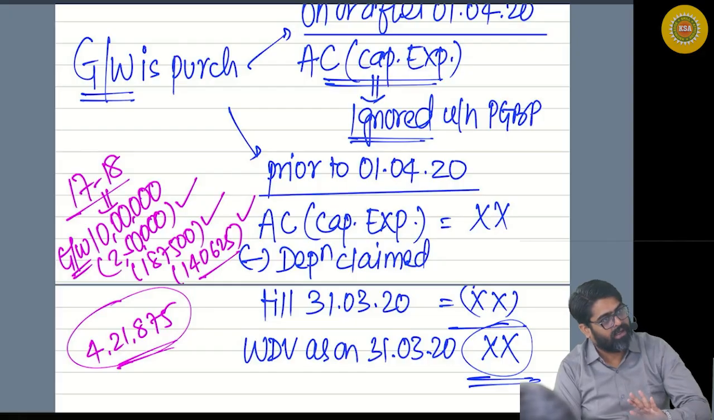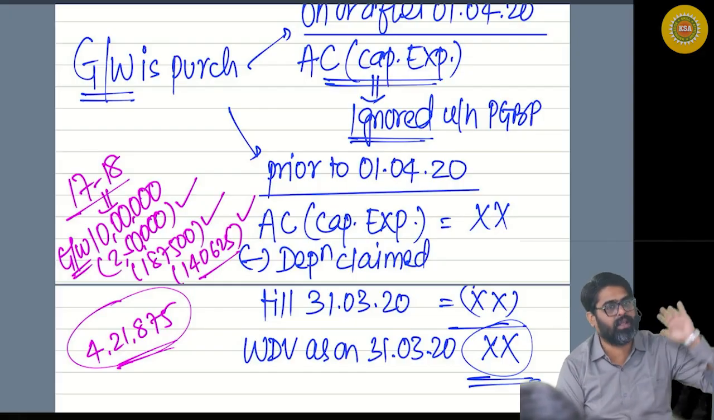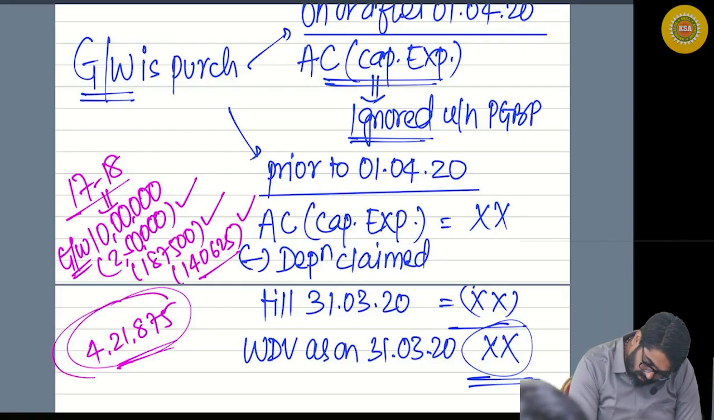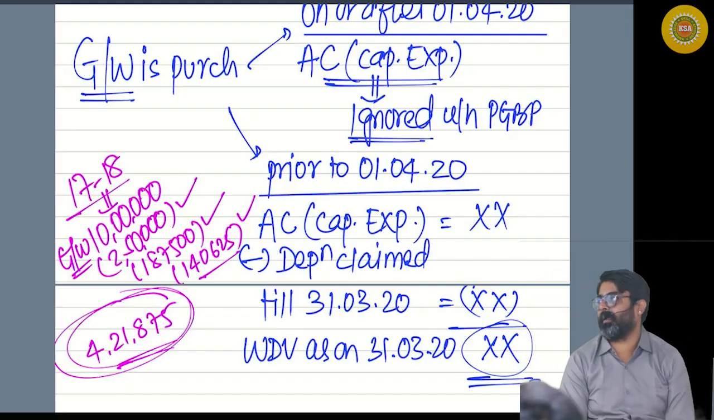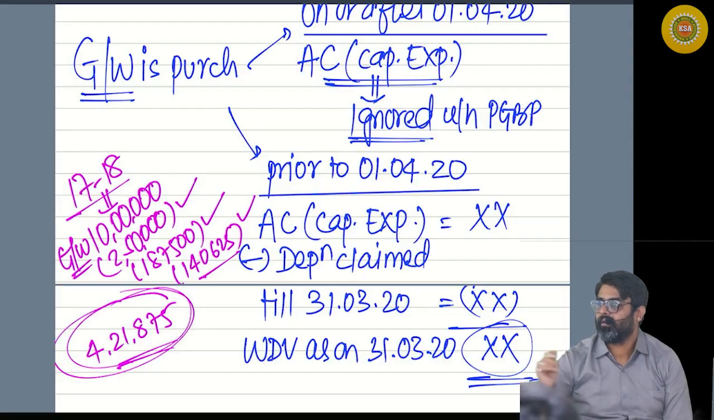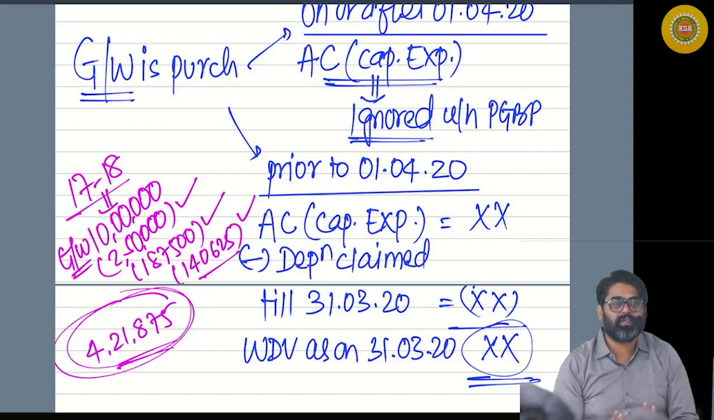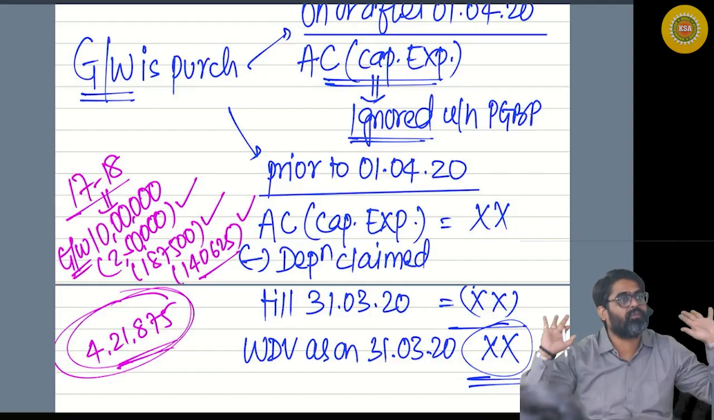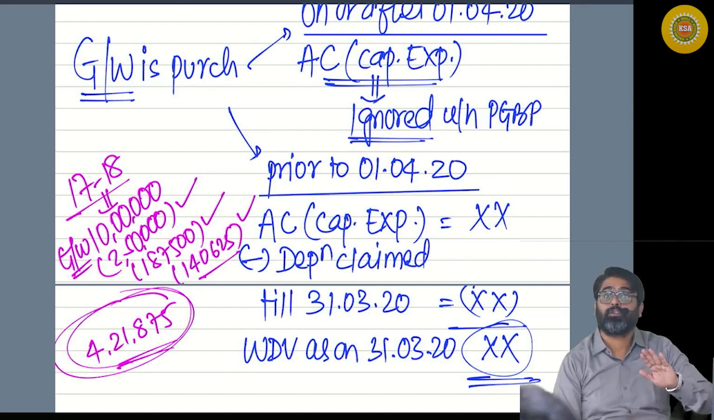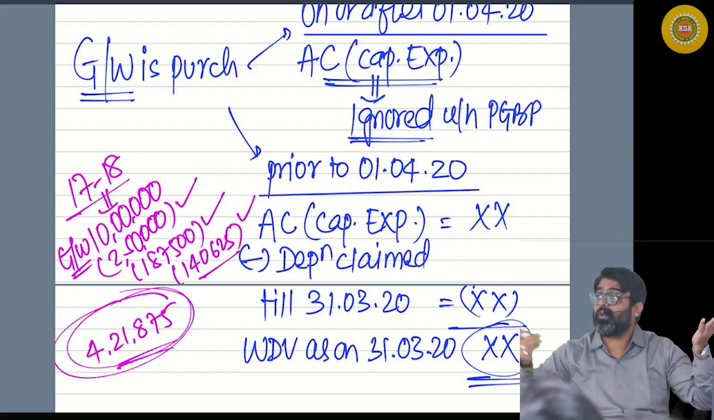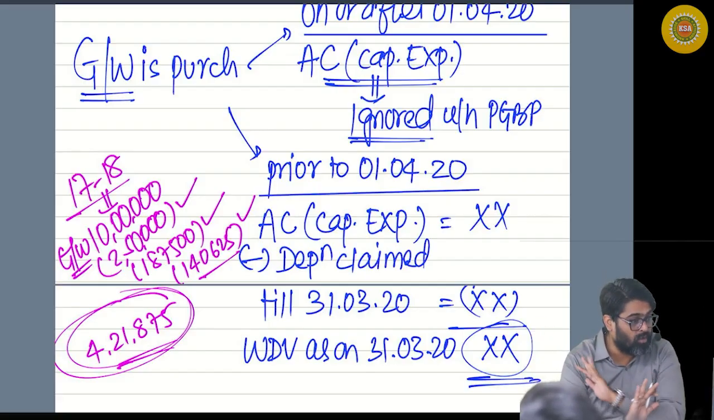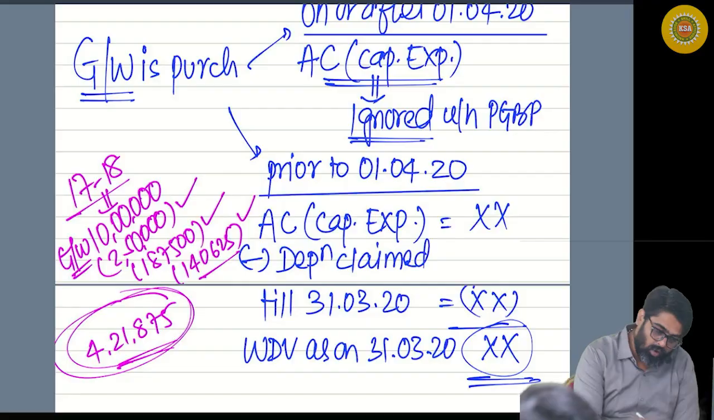Already till 19-20, some part of your 10 lakh cost we have allowed in the form of depreciation. Out of 10 lakh, this much is still remaining. This cost will not be allowed as a deduction under the head PGBP, because under the head PGBP, goodwill is no more considered as a specified asset. Whether it was purchased earlier or on or after 1st April 2020, goodwill is no more considered as such. So what are you going to do?